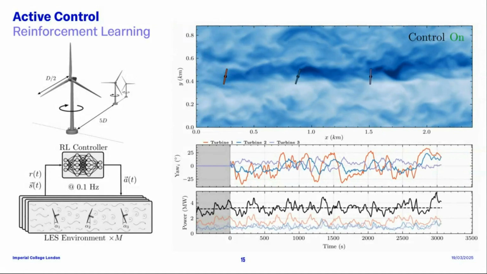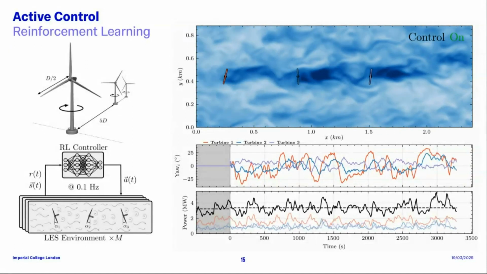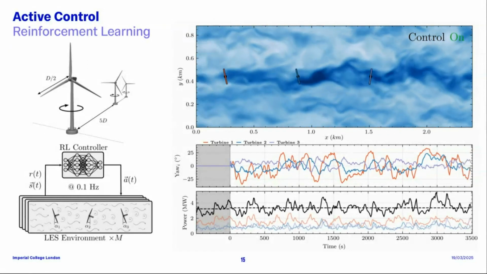And so this is an example of just a 3 turbine wind farm, and in this case we see a power improvement of the wind farm that's twice as much as just doing a static optimization. So we're able to increase even further the amount of power that we're generating in these wind farms.